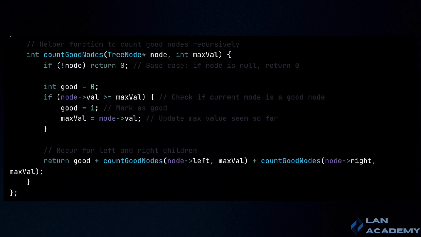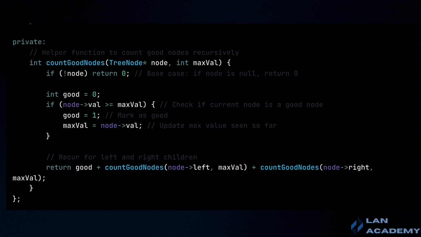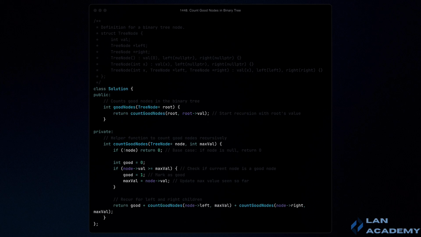By recursively traversing the tree, we ensure that all nodes are checked and counted if they meet the good node criteria. This recursive approach is very effective for this problem. The function countGoodNodes starts with the root and traverses down the tree. For each node, it checks if the node's value is greater than or equal to the maximum value encountered so far. If it is, the node is marked as good and the maximum value is updated. This process is repeated for each node until the entire tree has been traversed.